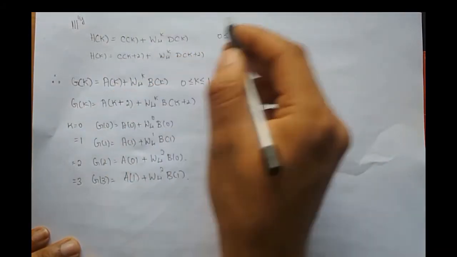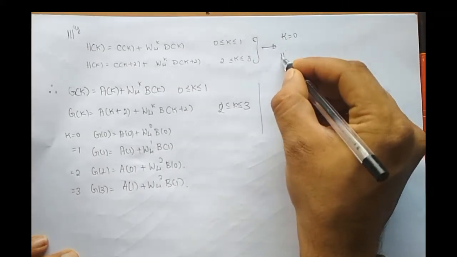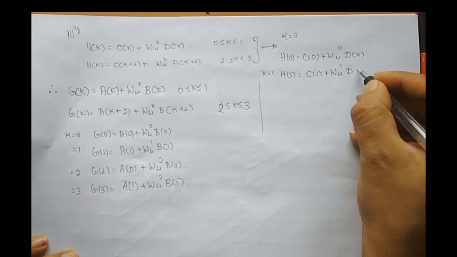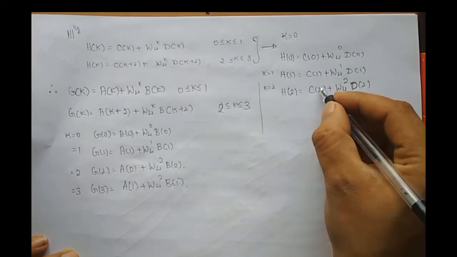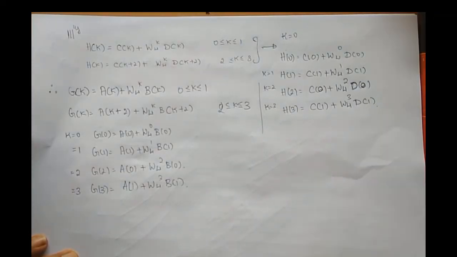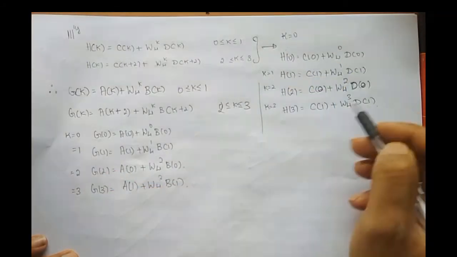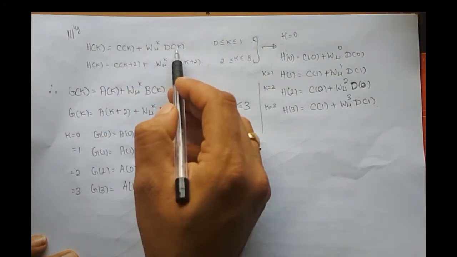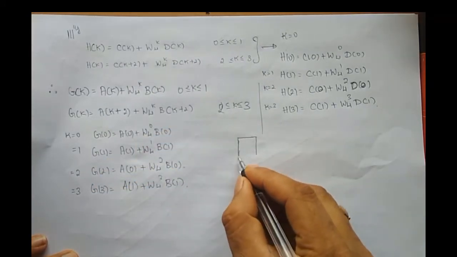Similarly for H of k, if I give values for k, we have the same pattern, ending with W4 power 3 into D of 1. Now we shall put these equations in terms of a flow diagram. So what do we have here? This is 2-point DFT, 2-point DFT, and this is 2-point DFT, 2-point DFT. So we have 4 blocks of 2-point DFTs.